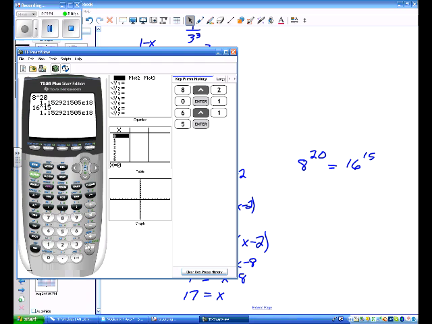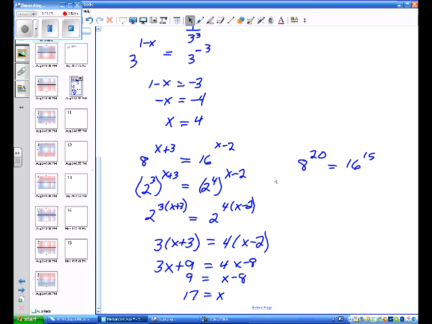So we do have ways of solving for our exponents if we can get the bases to be the same. Now, let's look at one more like this, and then we're going to look and see what we do when we can't get the bases to be the same. And that's not always possible. But let's look at one more.